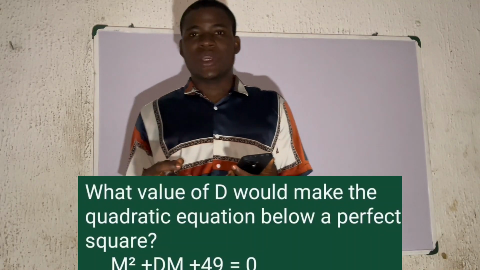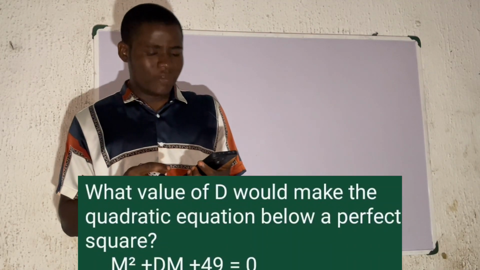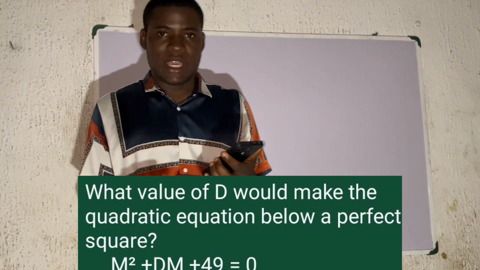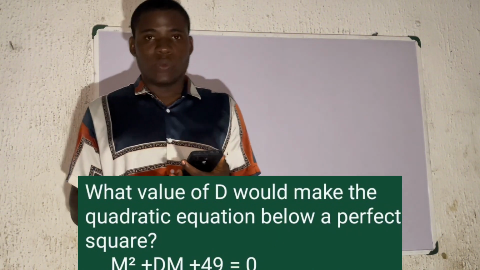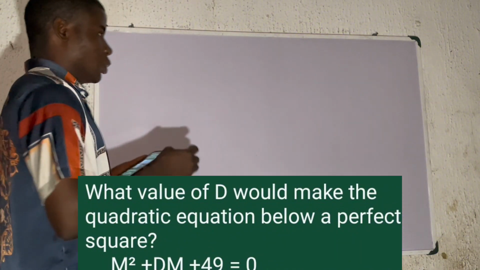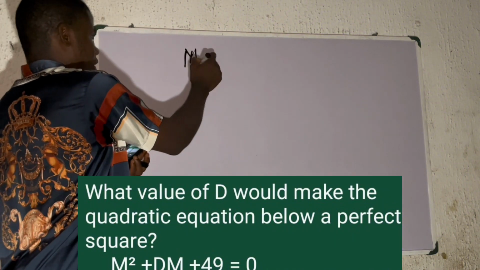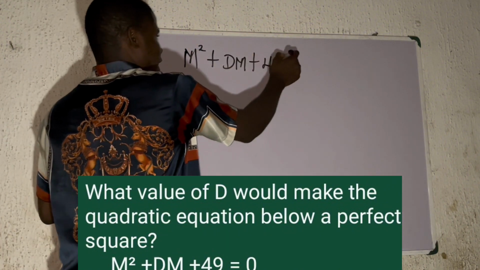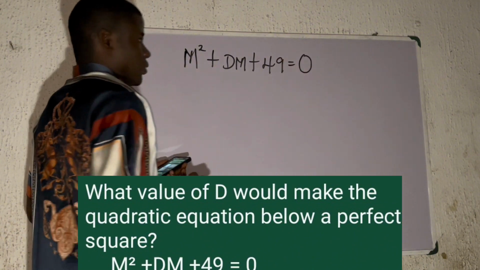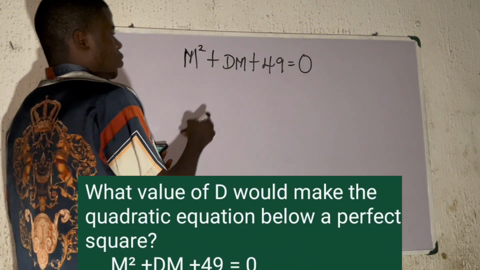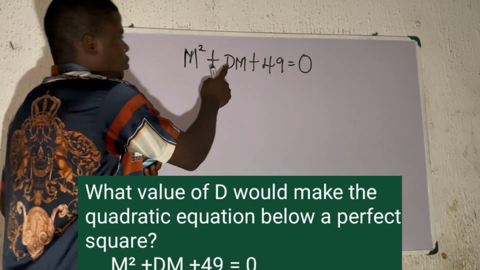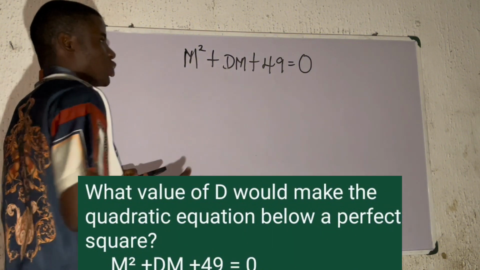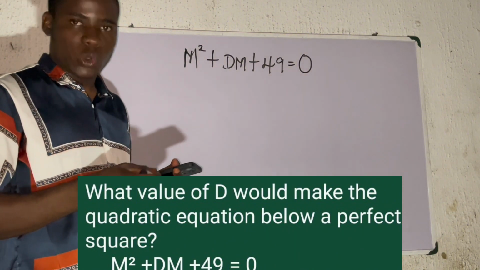Hi, on our screen today we have the question: what value of d would make the quadratic equation below a perfect square? The quadratic equation they provided says m squared plus dm plus 49 equals 0. Now, this is a quadratic equation. What will be the value of d so that the quadratic equation becomes a perfect square?